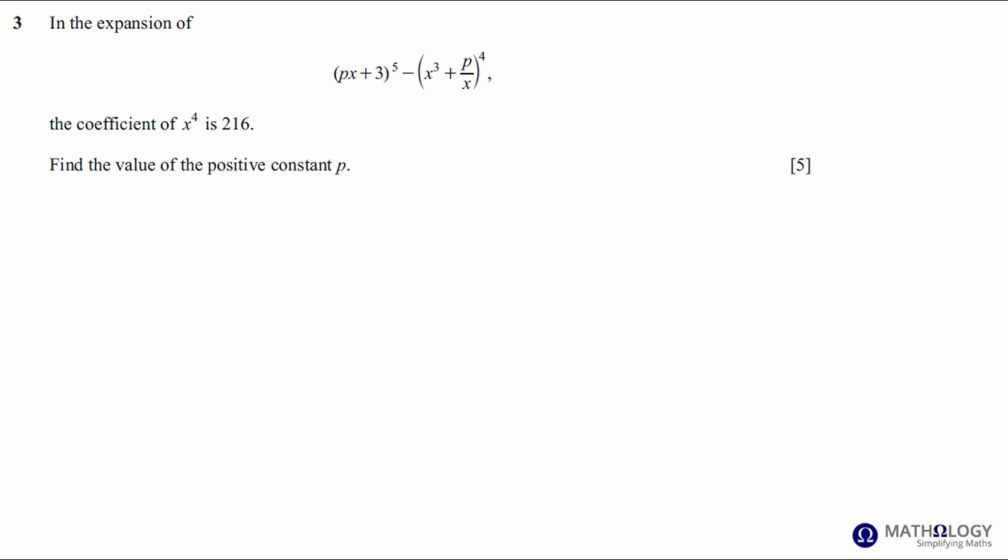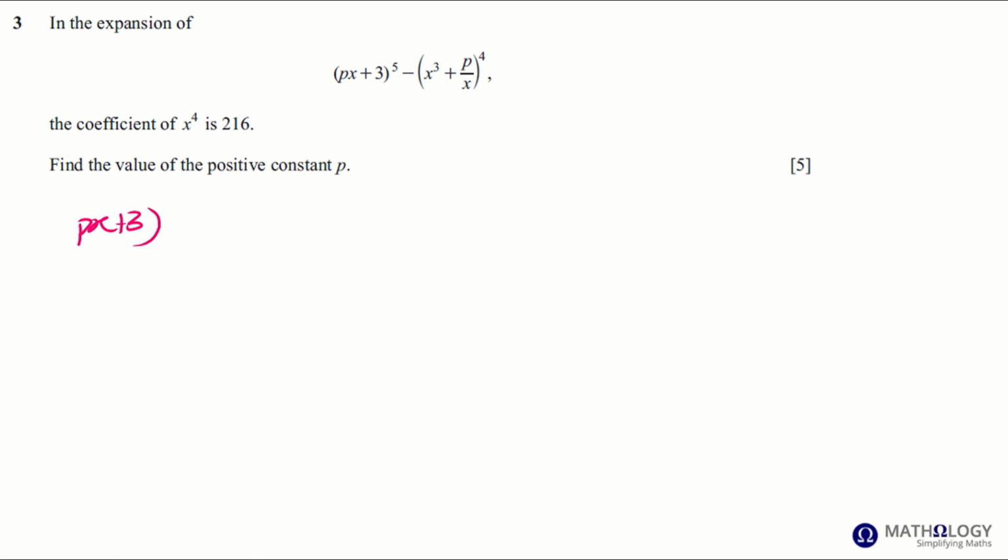Question 3. In the expansion of (px + 3)^5 (x^3 + p/x)^4, the coefficient of x^4 is 216. We are required to find the value of the positive constant p. Okay, so we're going to just expand this in parts, just to keep it as simple as possible.